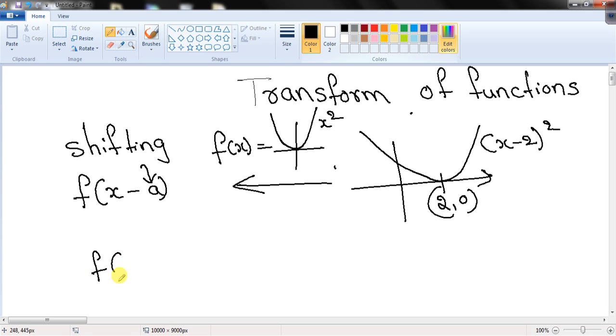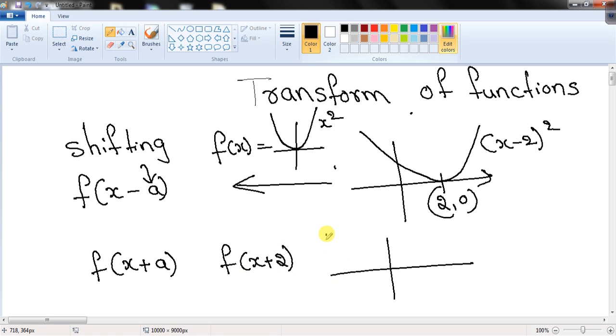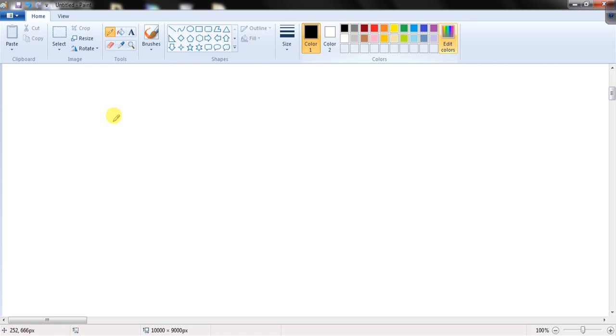And f of x plus a is, if I have the graph of f of x, then f of x plus a or f of x plus 2 is, for example, shift the graph towards negative x-axis or to the left side by a unit. So this is minus 2, 0. So f of x minus a is shift towards positive x-axis or to the right side, and f of x plus a is shift the graph towards negative x-axis side by a units. That is horizontal shifting. Now we do vertical shifting.